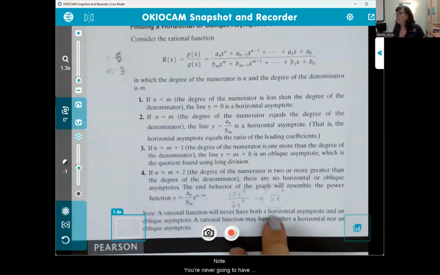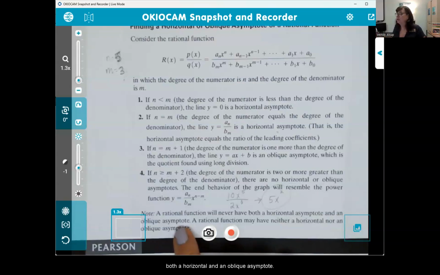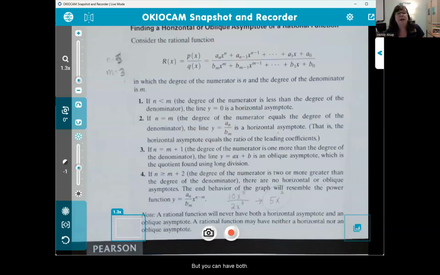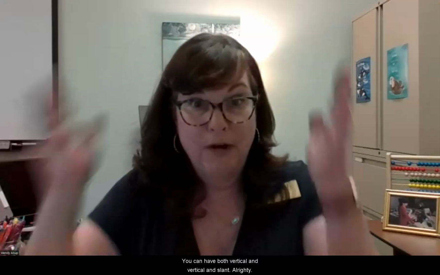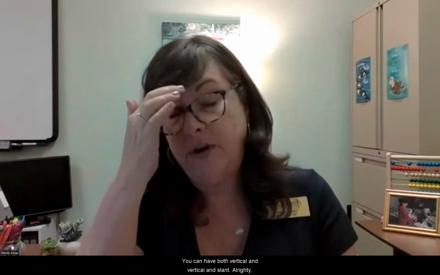Note, you're never going to have both a horizontal and an oblique asymptote, but you can have both vertical and slant.